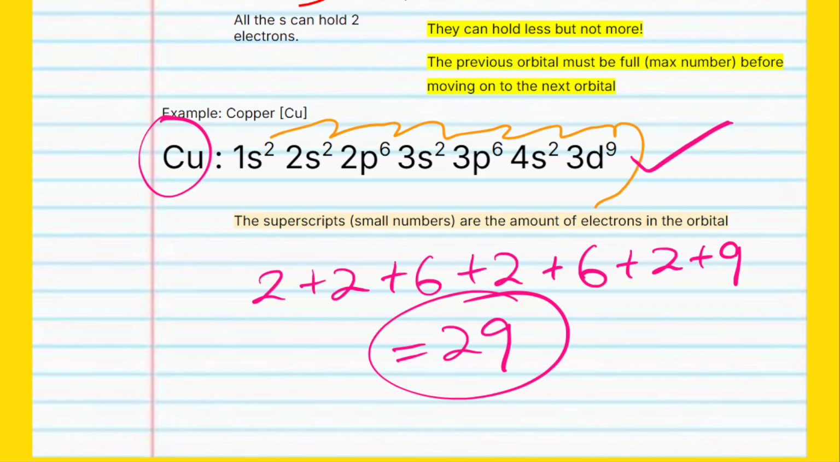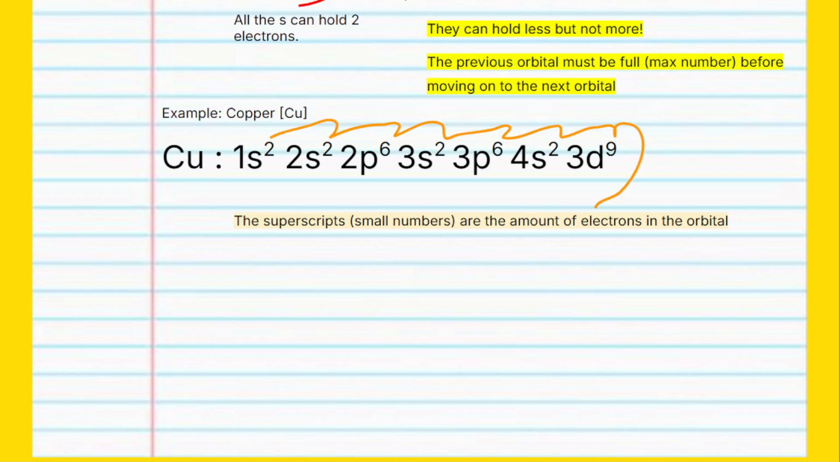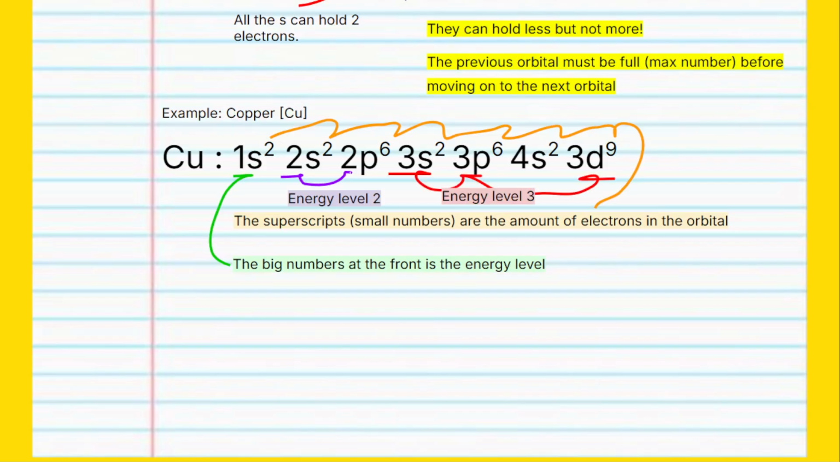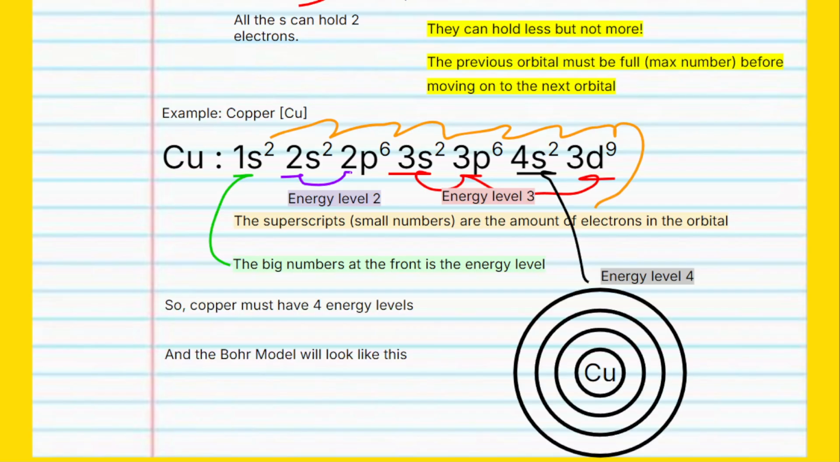Okay, so this is how you write electron configuration, and we're going to use this to help us draw the energy level, the Bohr model. Right here, the big numbers in the front, we have 1, and then we have energy level 2 with all the 2's in the front, and then energy level 3 is all the 3's. Here we have 3s, 3p, and 3d, and then 4 is energy level 4. So copper obviously will have 4 energy levels.